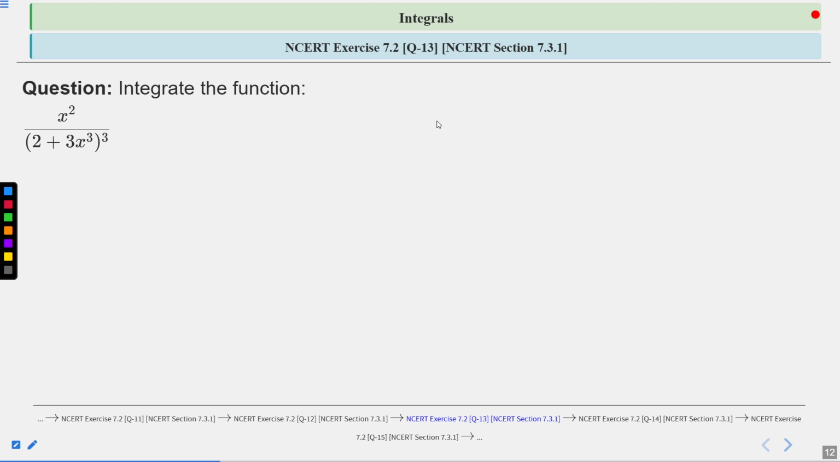Again, we will try some substitution. You can observe that in the denominator 2 plus 3x cube is there, x cube term, and in the numerator x square term is there. So after differentiating the x cube term, you will get x square term. So you can easily observe what substitution we can make to make this integration easy. You have some time to solve or think about this question. After that, we will discuss the solution part.